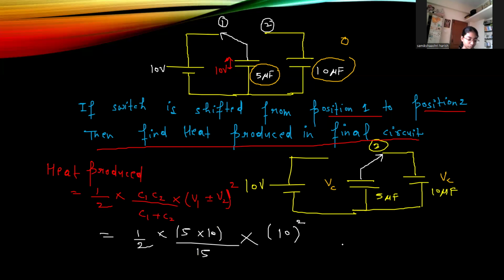What is the answer? How much are you getting? Tell me fast. 2500 by 15, sir. 500 by 3 microjoule. Okay. 500 by 3. That is the answer they are asking for: the heat produced in the final circuit. Understood? Any doubt?